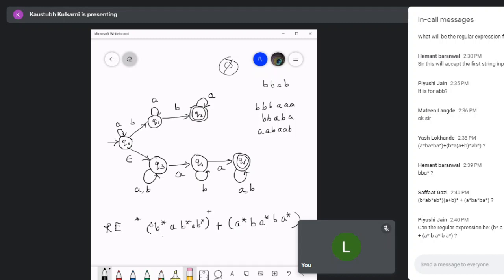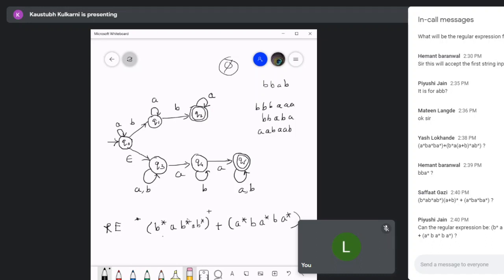Sir, in the first half, B star at the end is not necessary because the B star at the start can compensate for it in the next iteration. Actually, no, sir, because then, yes, because if 2A is there, then yes. Yes, I got it, sir.